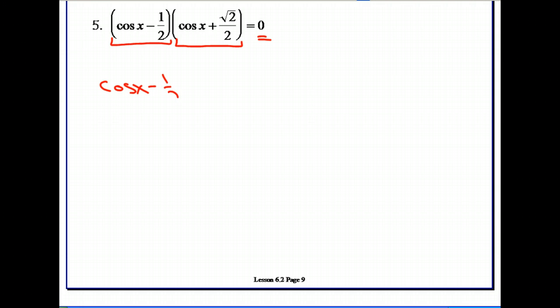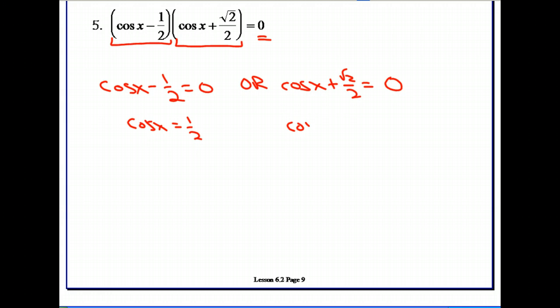Cosine x minus a half, that's 0. Or cosine of x plus root 2 over 2, that equals 0. Solve this. Cosine of x is a half, or the cosine of x is negative square root of 2 over 2. So when you already have it factored and it equals 0, this is easy. If it equals something else, you've got a mess on your hands. So I want to look, cosine is my x-coordinate. Where's it a half? And where's it negative square root of 2 over 2?